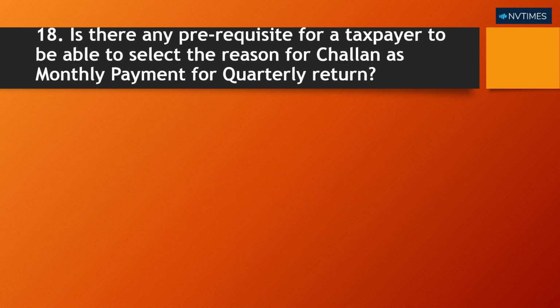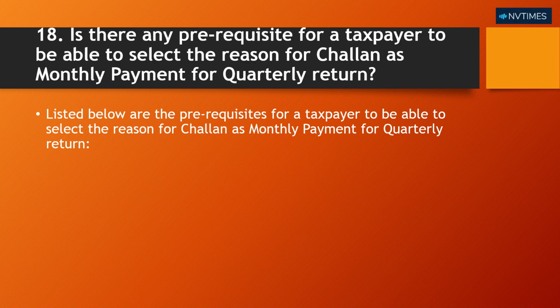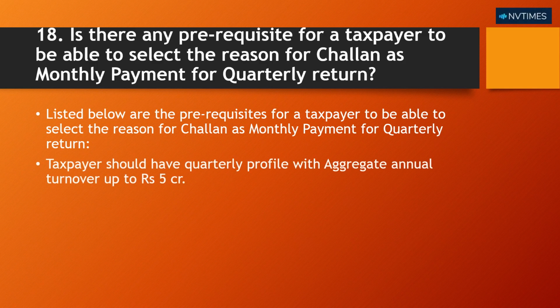Is there any prerequisite for a taxpayer to be able to select the reason for challan as Monthly Payment for Quarterly Return? Listed below are the prerequisites. Taxpayers should have a quarterly profile with aggregate annual turnover up to Rs 5 crore. The taxpayer must be in the QRMP scheme. Profile selection.